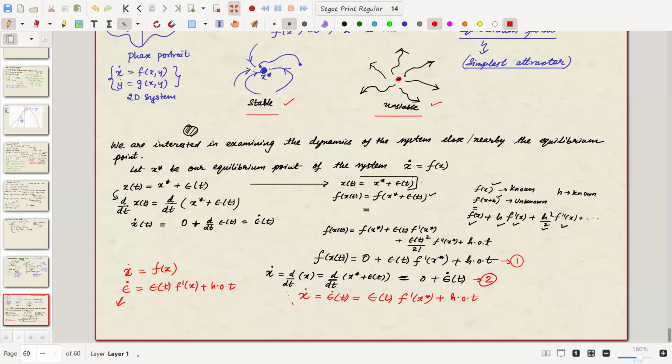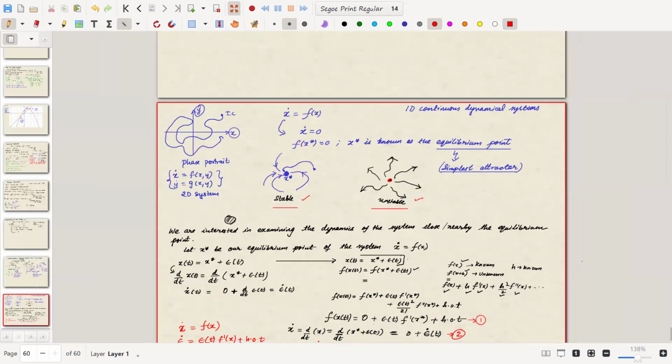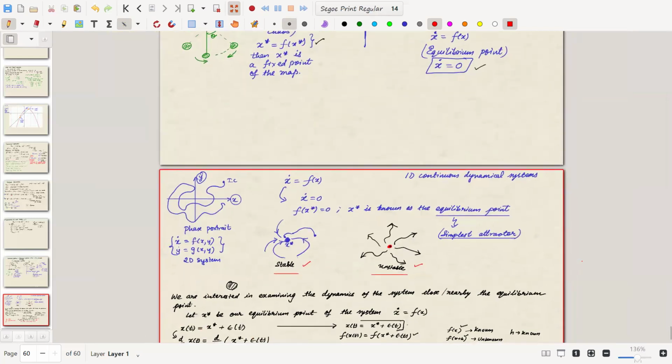See, the perturbation, I can give you a very nice example. Suppose I am here. This is my stability point. Like I am always here. Let me give a very nice example.